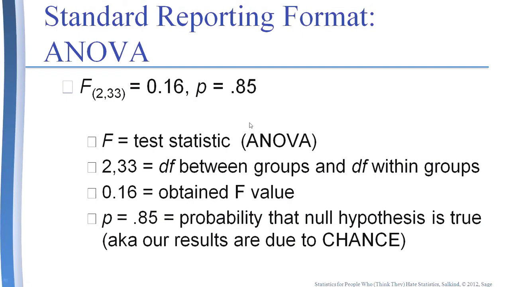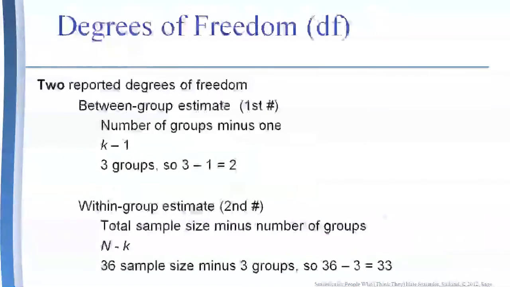Okay. So our standard reporting format for the ANOVA looks pretty similar to the t-test. Instead of t, it's F. Instead of one degrees of freedom, we have two different degrees of freedom. We have our degrees of freedom between groups, and then we have our degrees of freedom within groups. And I'll go over this a little bit more. We have our obtained F value, and then we have our obtained p value, right? Remember, the p is the probability that the null hypothesis is true, aka that our results are due to chance. This is the standard format for reporting.